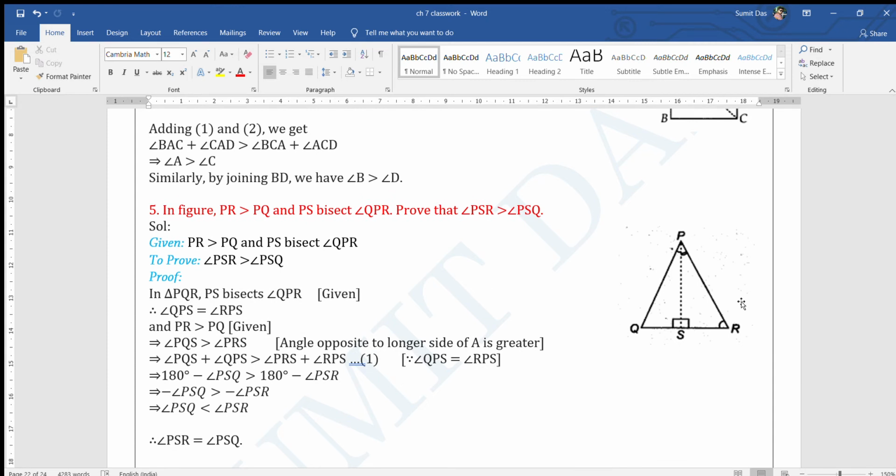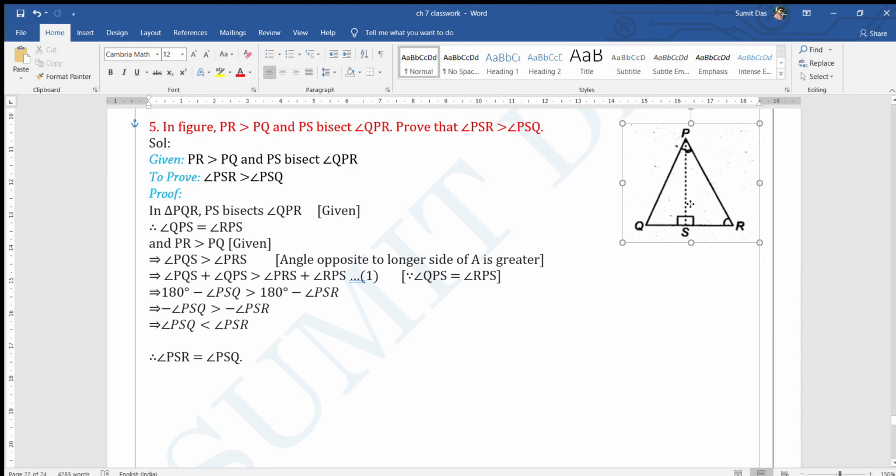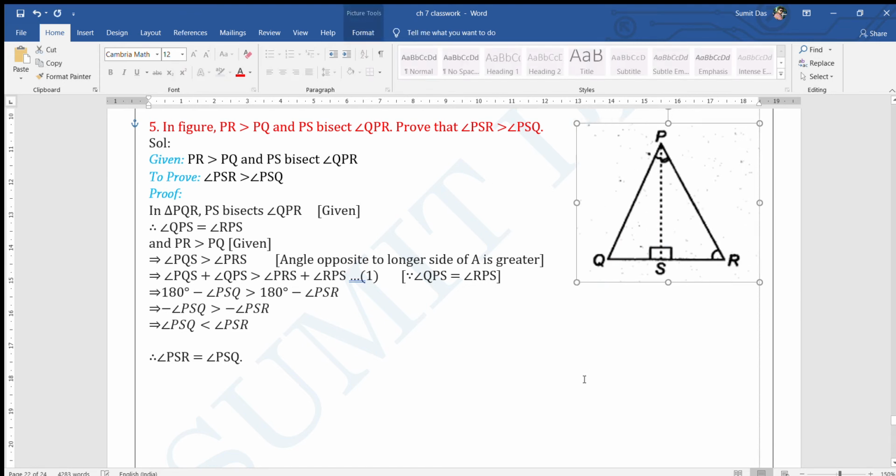Okay, next question number 5. In this figure, I mean in this diagram, PQR triangle, PR greater than PQ. PR means this length, PR greater than PQ. Okay, it is given, and PS is the bisector of angle QPR, that means PS is the bisector of this angle.